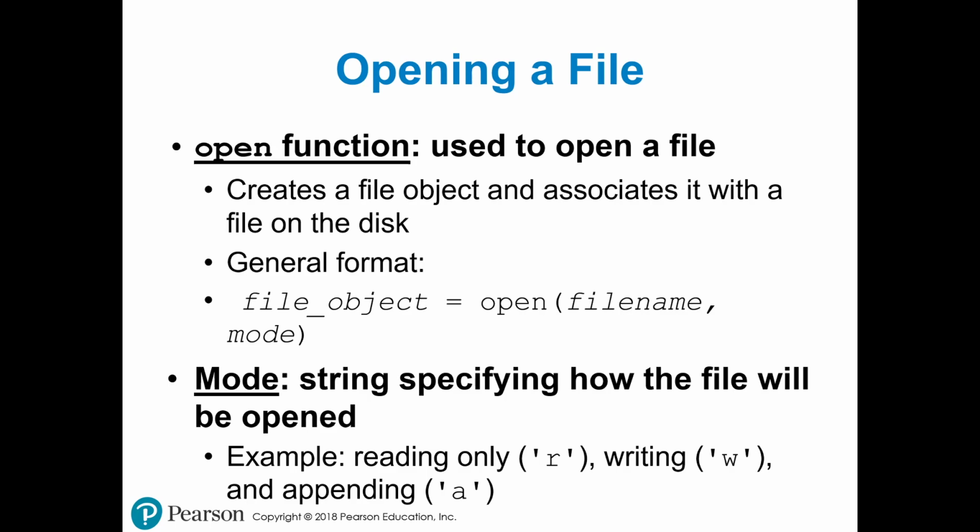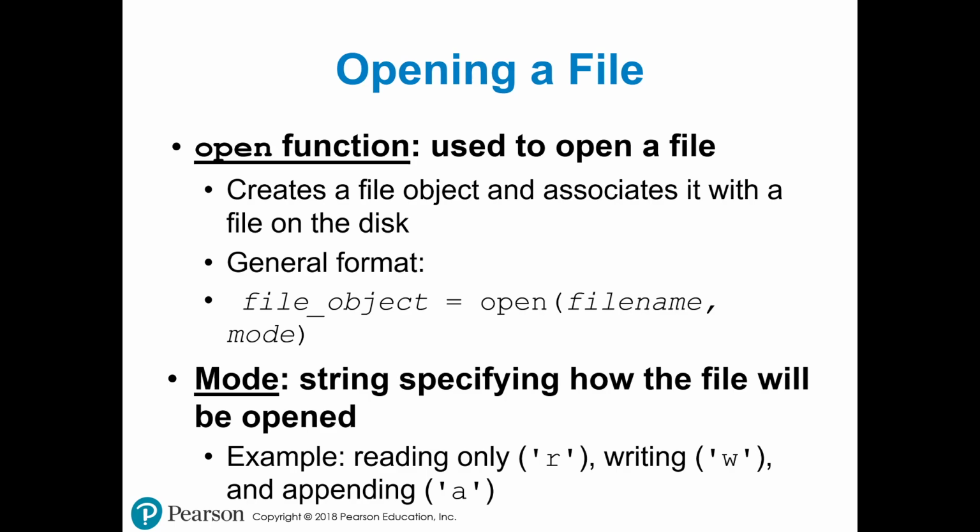The second parameter of this open function is the mode. The mode is a string specifying what we're going to do with the file. For example, we could only read the file. We could only write to the file. Or if we write, we can read at the same time. But we can also append to the file. Append to the file means adding to the end of the file, right? So we have three modes: read, write, and append. There are some more modes. We'll talk about those maybe later. But read, write, and append.